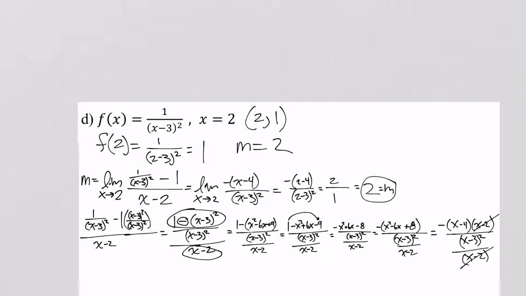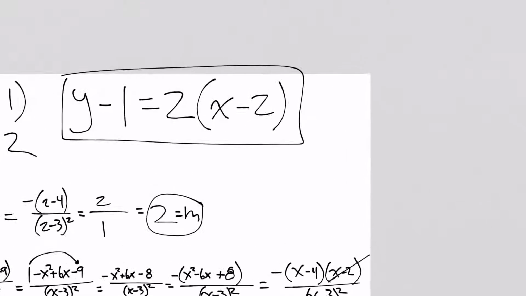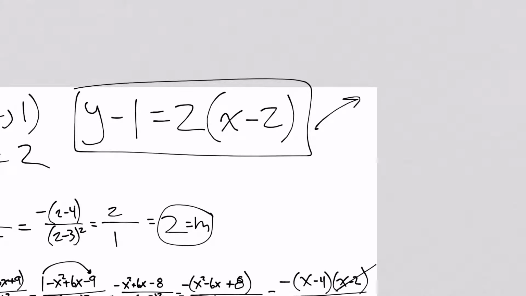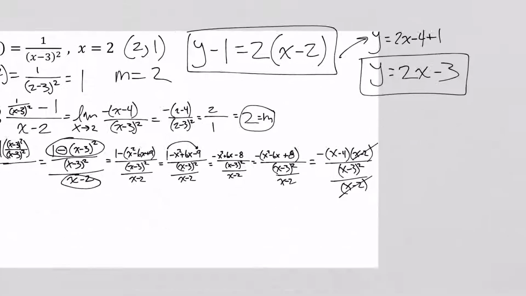Now all I need to do is write the equation. So y minus my y value, 1, equals my slope, 2, times x minus my x value, 2. Boom, point slope form, equation, finished. Again, pretty straightforward to go from point slope form to slope intercept form, solve it for y and expand everything. So y equals 2x minus 4 plus 1, so y equals 2x minus 3. And we are finished.